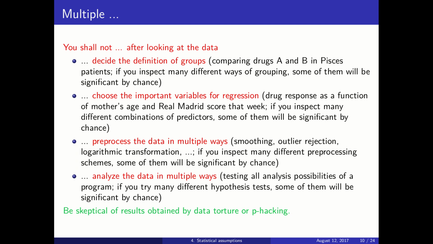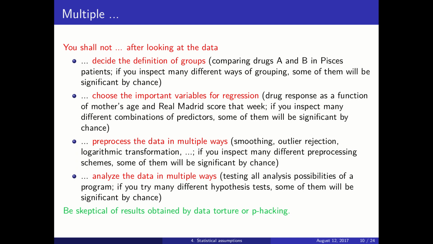What you can't do is, after looking at the data, transform your data in many different ways. These many different ways include transformations, outlier rejection, so trying different ways of rejecting outliers, or smoothing the data. Smoothing is particularly bad because depending on how you smooth, you introduce correlation between the measurements, and then the assumption of independent measurements is broken for the hypothesis test. So if you look at many different pre-processing schemes, just by chance, one of them will make a difference between the groups.